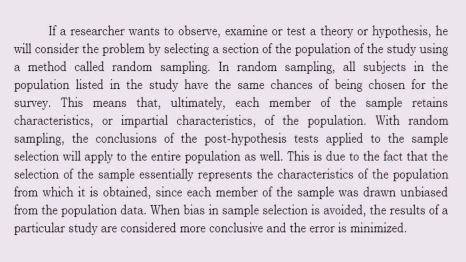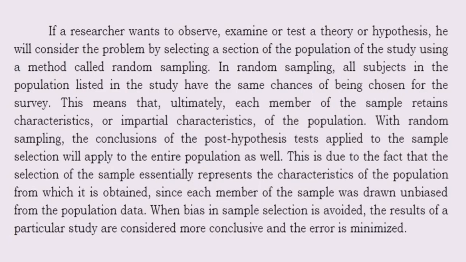If a researcher wants to observe, examine or test a theory or a hypothesis, he will consider the problem by selecting a portion of the population of the study using a method called random sampling. In random sampling, all objects in the population listed in the study have the same chance of being chosen for the survey. This means that ultimately, each member of the sample retains the characteristics, or impartial characteristics, of the population.